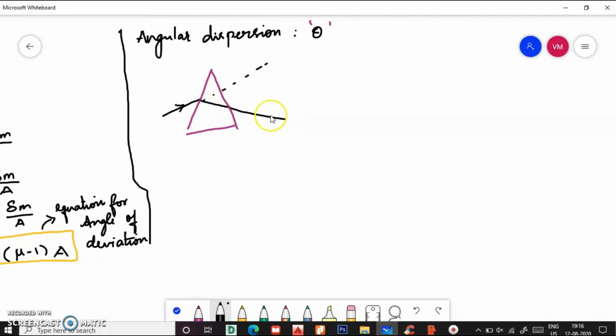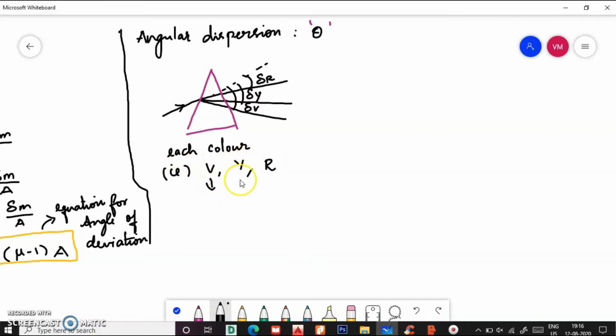So I am drawing this to give you the idea of angle of deviations. I have drawn the angle of deviation of violet, then the angle of deviation for yellow. I am also going to mark the angle of deviation for red. So what is angular dispersion? Angular dispersion is the total angle through which the spectrum is spread. It is measured by the difference in deviation between the two extreme colors of the spectrum.